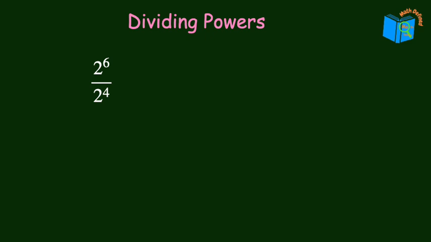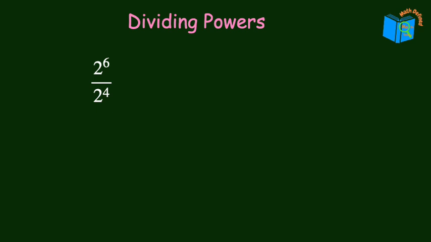Now let's see what happens to the exponents when they are divided. Here we have the fraction 2 to the 6th over 2 to the 4th power. Remember, a fraction bar is also a symbol for division. So these two powers are being divided. What do you think will happen to the exponents? The best way to see what happens to these exponents is to begin by writing out both the numerator and the denominator in expanded form.